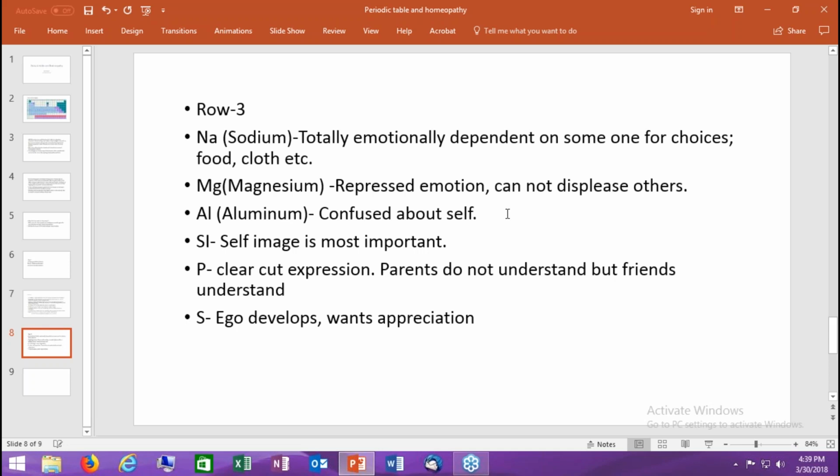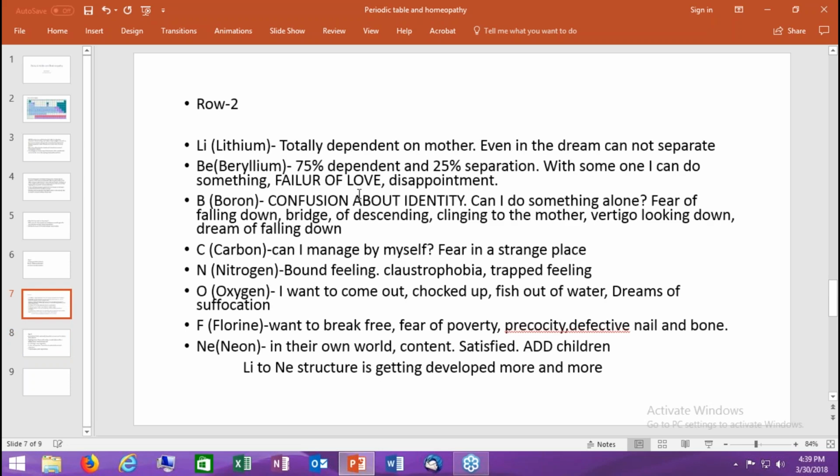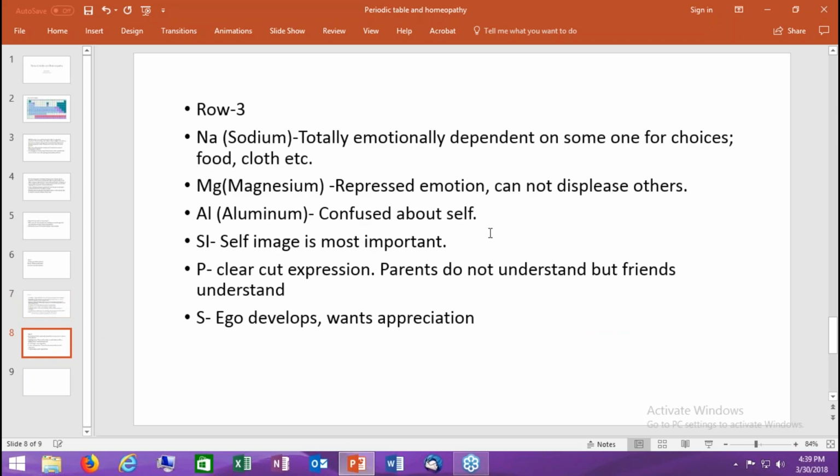Prolonged repressed emotion. The man has lost the mother long back. Now, still, even after 20, 30 years, he thinks that yes, I should get a motherly affection from a lady, expecting that one. This is called magnesium. Then is aluminium. Aluminium is the same as the previous one, confused about the self, confusion about the identity. Can I do it on my own, or I have to depend upon someone else? That is the aluminium.